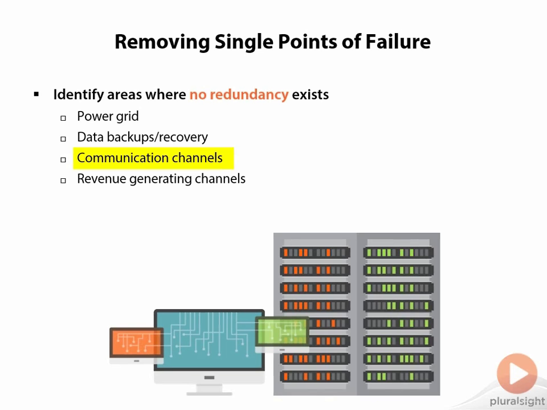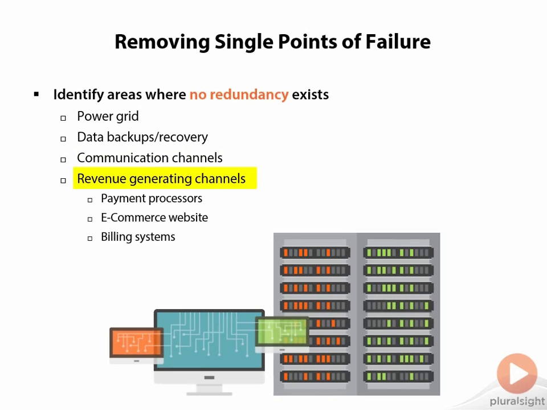IP networks on our LAN, we have multiple switches, right? We have redundant ways to get from point A to point B, just in case something goes wrong, we can quickly reroute or go around that failing component and continue on. Revenue generating channels, such as payment processors, e-commerce websites, billing systems. All of these things should be redundant.